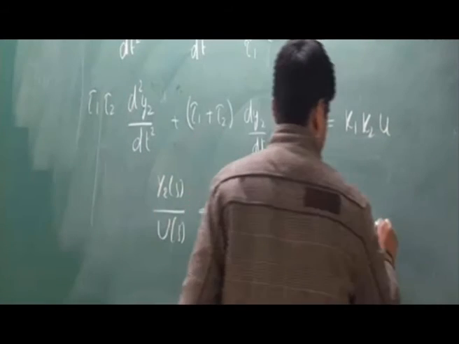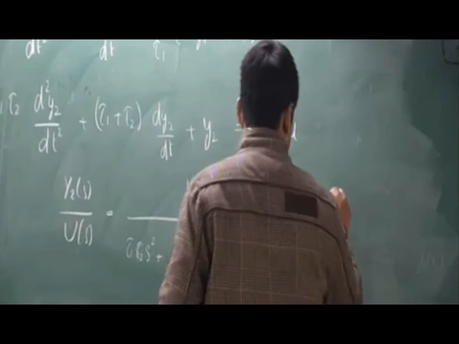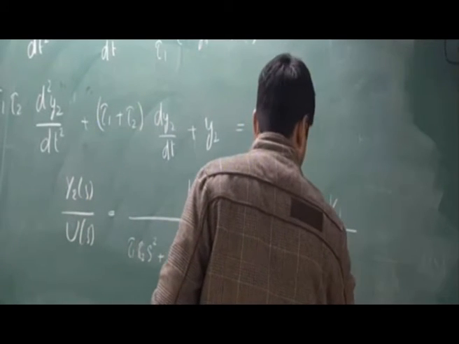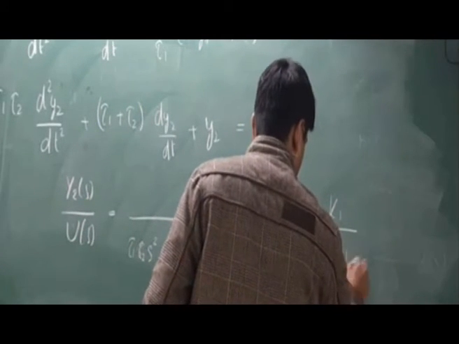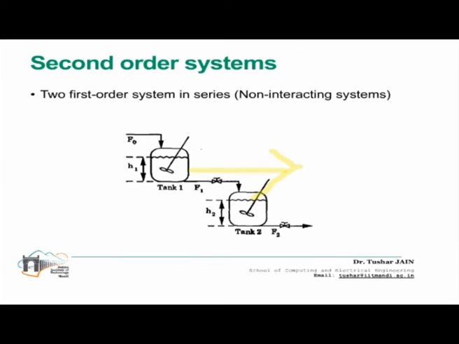And it is nothing, it's just the multiplication of the two first order systems, which is k1 over (tau1 s plus 1). Now after seeing how the non-interacting second order system looks like, we can proceed further to see the response of the system with respect to different inputs.